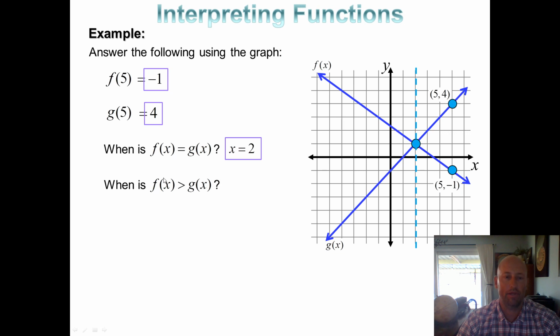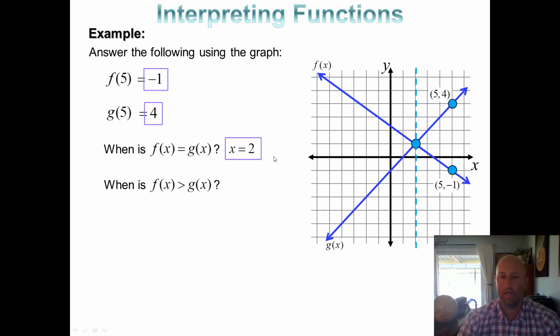Now here's the hard part. When is f of x greater than g of x? It's basically asking when is my f line above the g line. So notice, f is way up here, and g is way down here. So f is greater than g. It's still greater than g. It's always greater than g until they're equal. Once they're equal, f goes underneath g when we continue to the right as x increases.